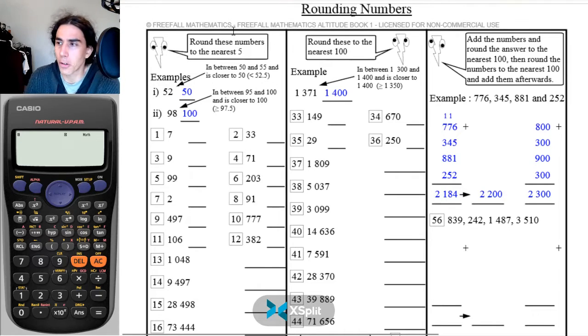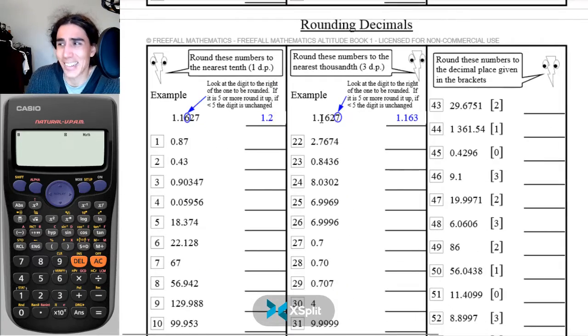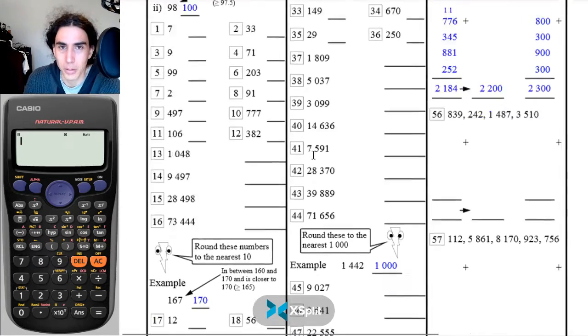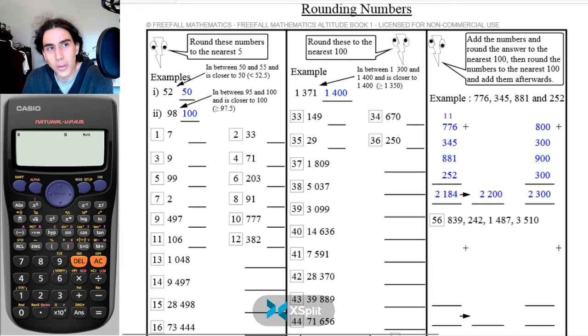The first page of this is just rounding whole numbers, and then on the other side is rounding decimals. Rounding decimals is what we're really going to need, but this first one's a bit of a warm-up. So how do we round numbers? Well, we're just simplifying them a bit.